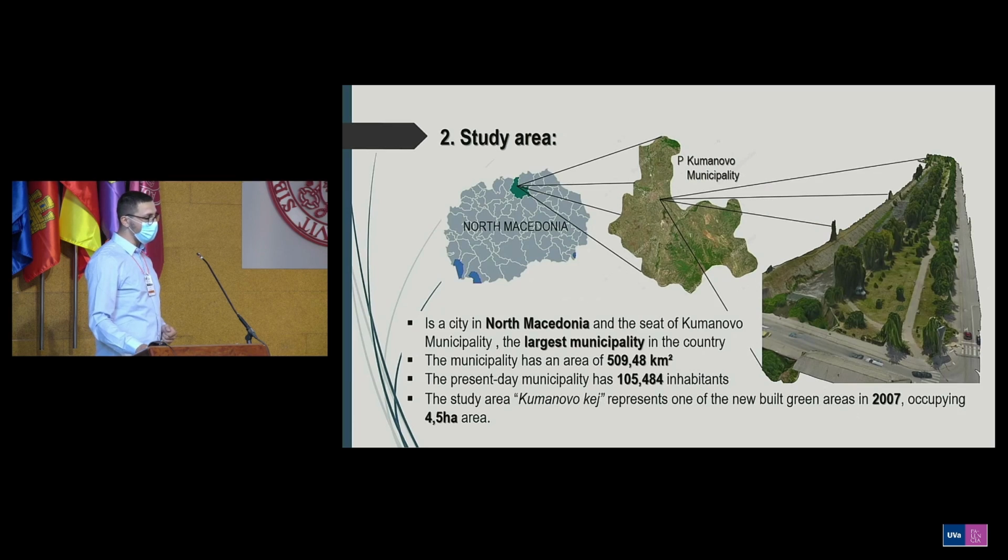Let me briefly introduce the area where I was working. It's the Kumanovo municipality, a city in North Macedonia. It's the largest municipality in my country, which is a very small country, around 500 square kilometers and around 100,000 inhabitants. The study area where I was working, Kumanovo K, is a newly built green area from 2007.